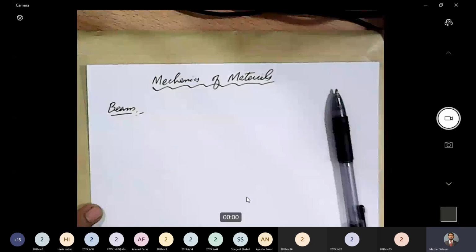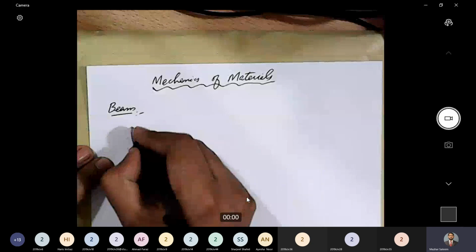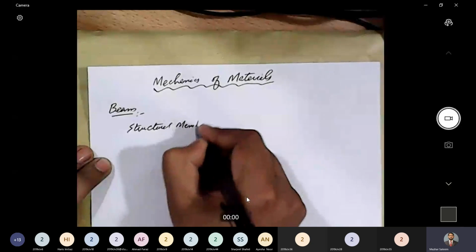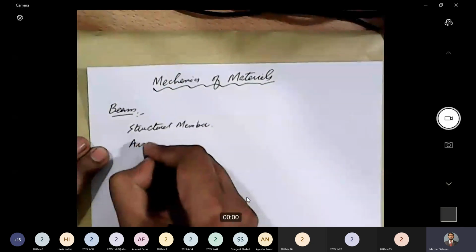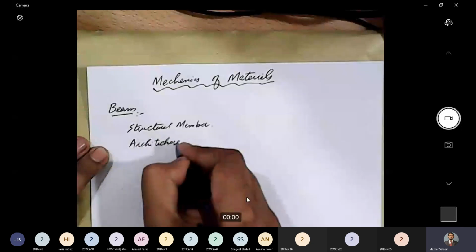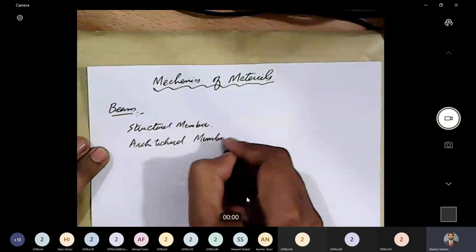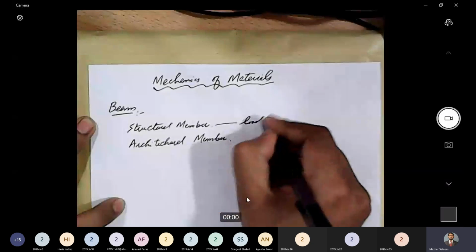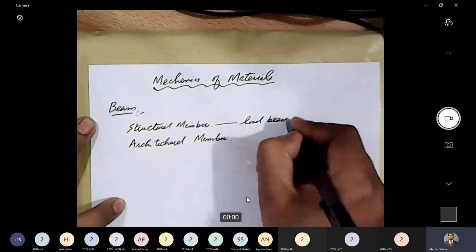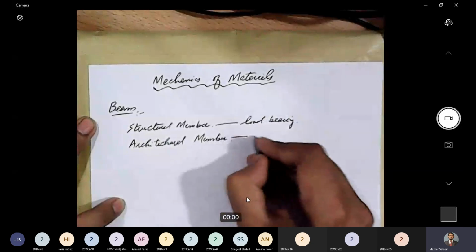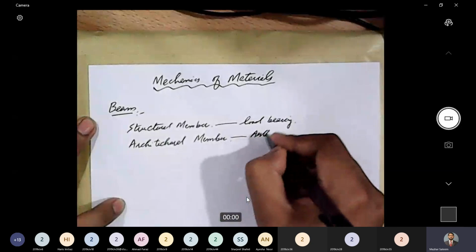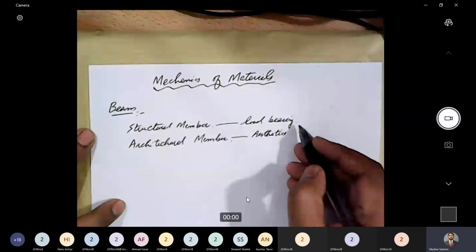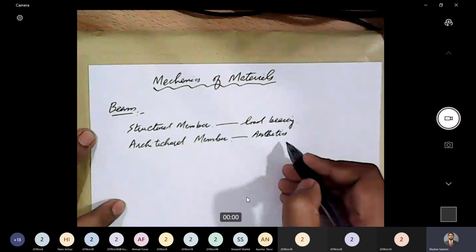Basically, there are two types of members: structural members and architectural members. What do we mean by a structural member? A structural member is basically a load carrying or load bearing member. And architectural member is just there for the sake of aesthetics. Structural member is a load bearing member, and architectural member is just provided for the sake of aesthetics.